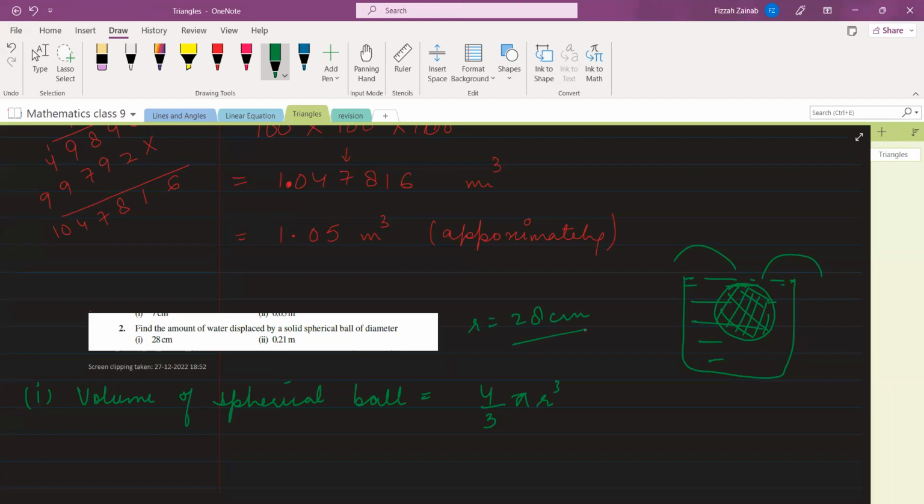Diameter is 28 centimeter. Oh, sorry, it's diameter. Yeah, okay, that's right. So radius will be half of it. So radius will be 14 centimeter. Yeah, right.